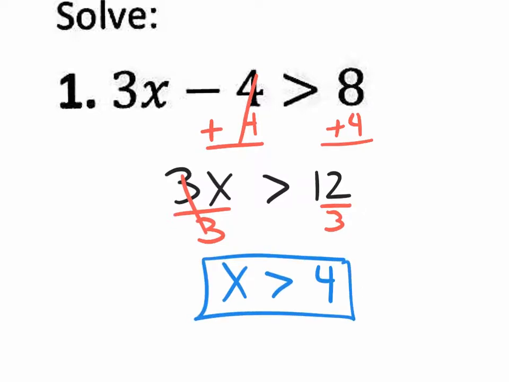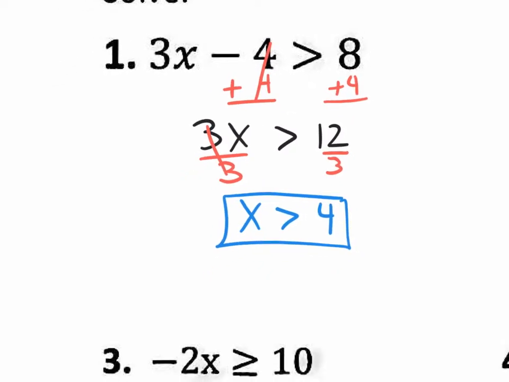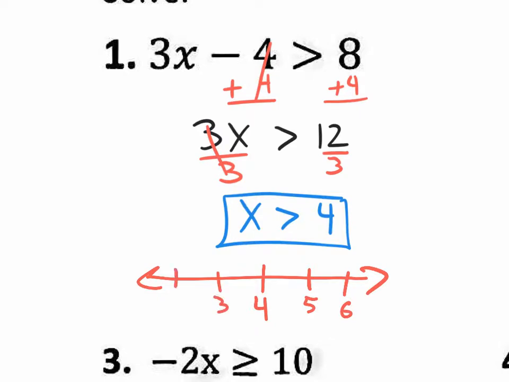Now, right here on this page of notes, I didn't have enough space to graph, but you should be able to, if I asked you to graph, put the 4 right in the middle and put some bigger numbers and some smaller numbers, and this would be an open dot at 4. X is greater than 4, so I'd be going to the right. So just always remember that you should be able to graph any answer that you get to any inequality. Let's move on to number 2.